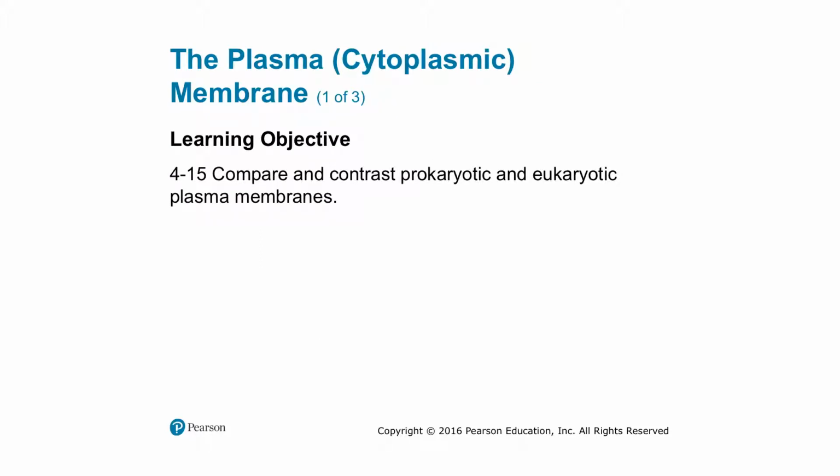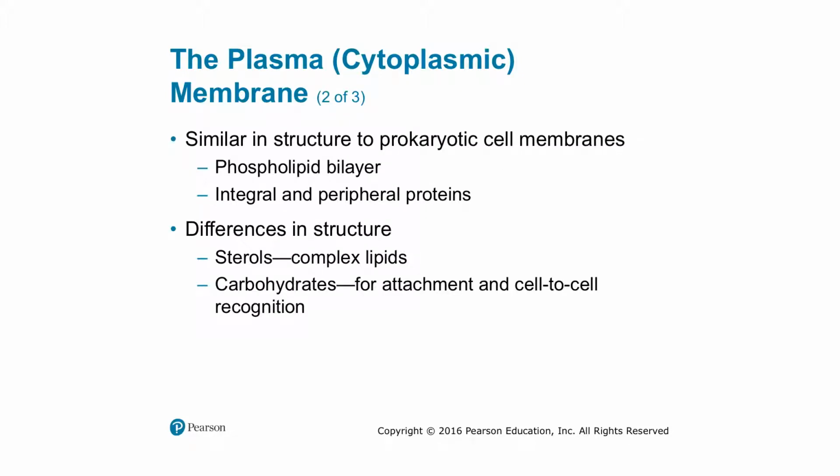So the plasma membrane, or the cytoplasmic membrane, is going to be similar in structure to the prokaryotic cell membrane that we will study in next week's material. It's made out of a phospholipid bilayer. It has integral and peripheral proteins, but the differences in the structures are that there are sterols, the complex lipids, and there are carbohydrates for attachment and cell-to-cell recognition.